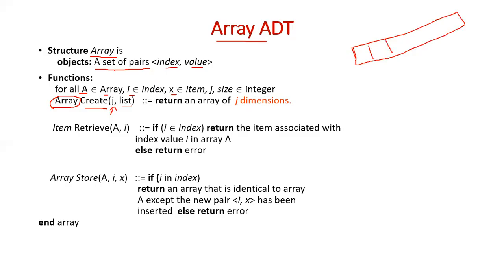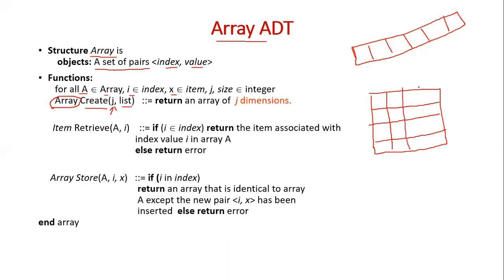So it has some set of values. If it is a two-dimensional array, it is something like a matrix. It has a set of rows and a set of columns. Here j represents the dimension. What is the dimension of the array?